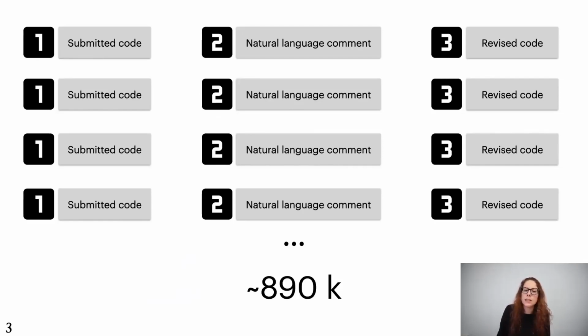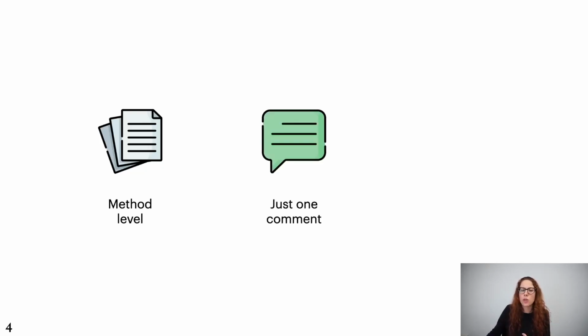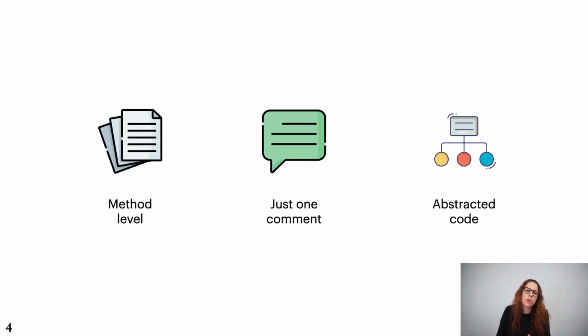So we cleaned this initial dataset, having in mind that first of all we decided to work at method level, which means that we look at changes recommended by reviewers on specific methods in isolation without looking at the entire file. Moreover, we focus on those methods that receive just one useful comment. And finally, working on raw source code requires more complexity for the model, so we decided to adopt an abstraction process and work on the abstracted code.